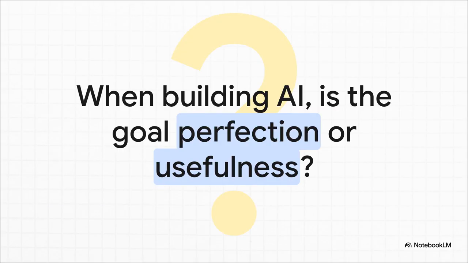And that really leaves us with a final important question to chew on. When we're building AI, is the real goal to find the perfect answer or the most useful one? Because chasing mathematical perfection can lead you down the wrong path. The real art and science here is finding that balance, building something that isn't just perfect on paper, but is genuinely, powerfully, and reliably useful in the real world.